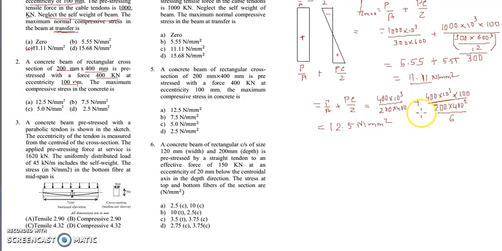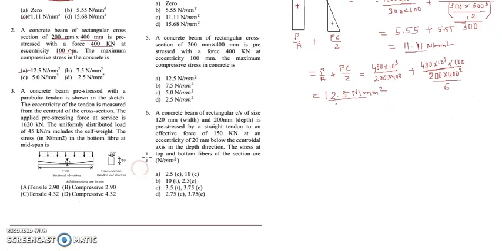Substituting the corresponding values here. Instead of I by y, I get it as b d squared by 6. We know for a rectangular section, the section modulus for an extreme fiber is b d squared by 6. Substituting that, I will get the answer as 12.5. Therefore the answer is A. Now coming to the next question.